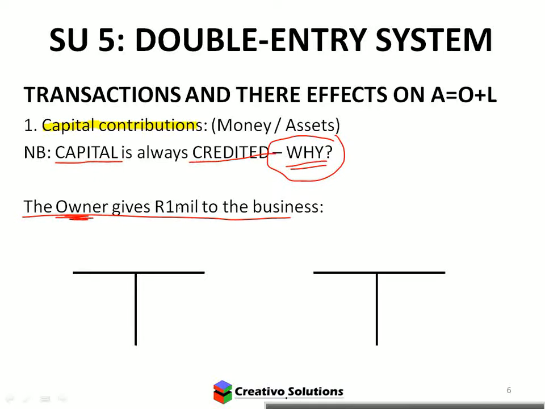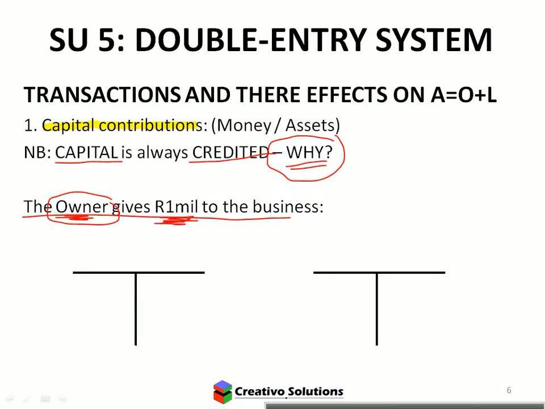Okay, so the owner gives $1 million to the business. Keyword: owner gives, because that already tells you, capital, because you've learned the definition. Those definitions don't change. Resource, obligation, inflow, outflow of benefits. Owner gives, owner takes. That's it. It's those six. Then you just apply it to different scenarios.